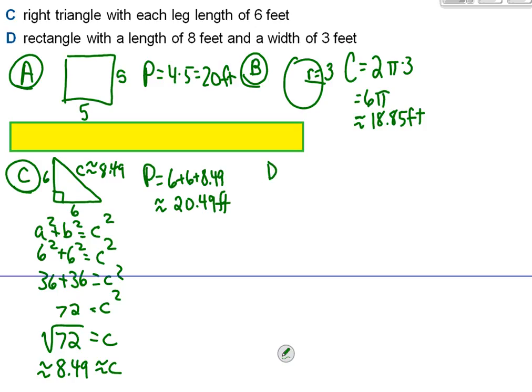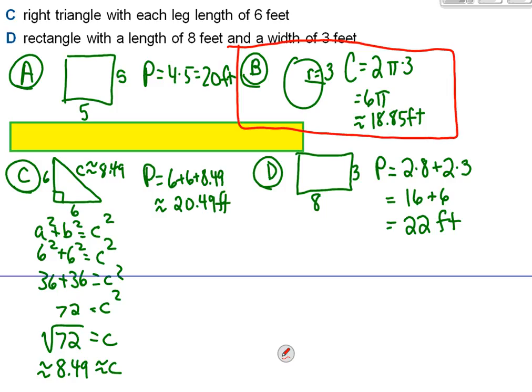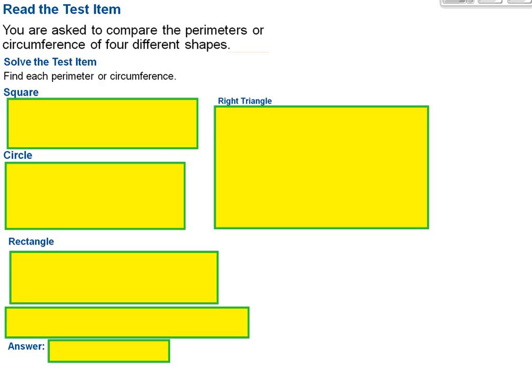For letter D, we're doing the rectangular one, and it's 8 feet by 3 feet. The perimeter there is 2 times 8 plus 2 times 3, so that's 16 plus 6, or 22 feet. So once we've looked at all of the options, we can confidently say that B is the correct answer for that one. Hopefully you have an understanding of that problem as we look at it.